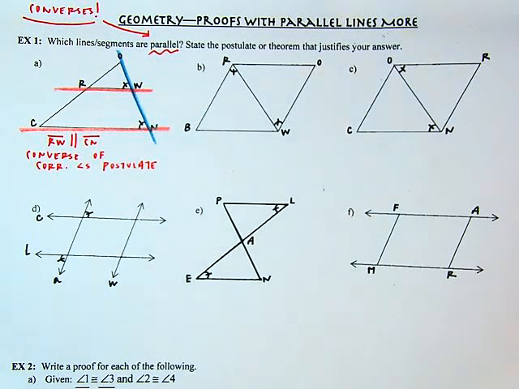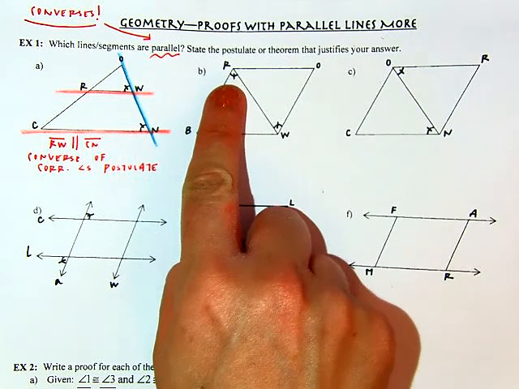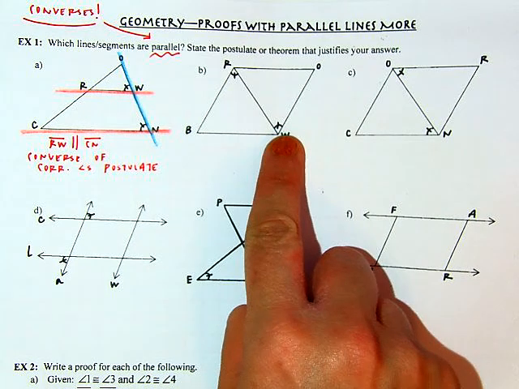All right, so they do run parallel, okay, because of the converse of the corresponding angles postulate. We know that corresponding angles are congruent. That leads us to our lines being locked into a parallel position. Okay, my next one here, I have angles here and here that are marked congruent.